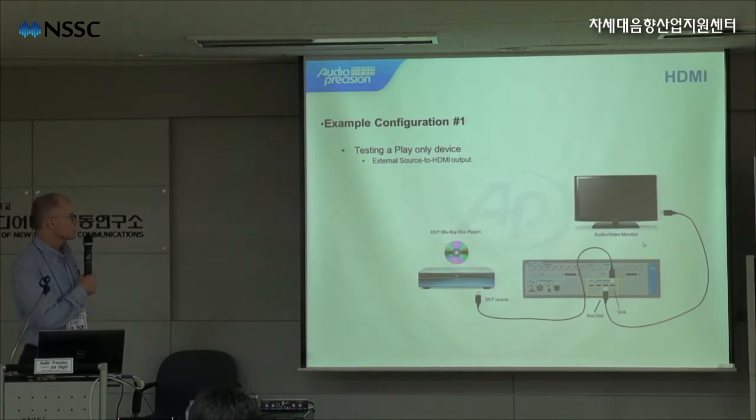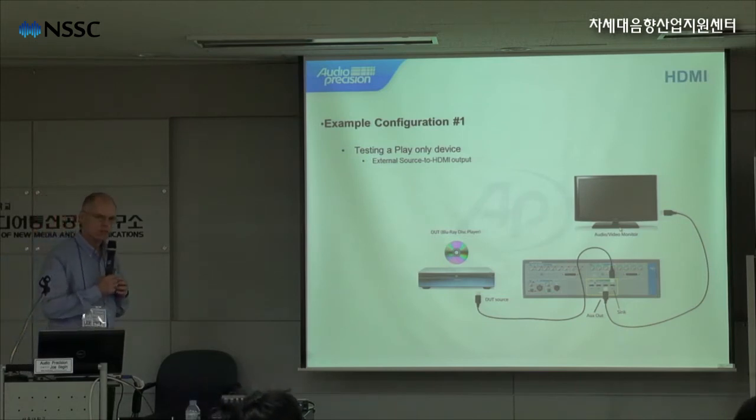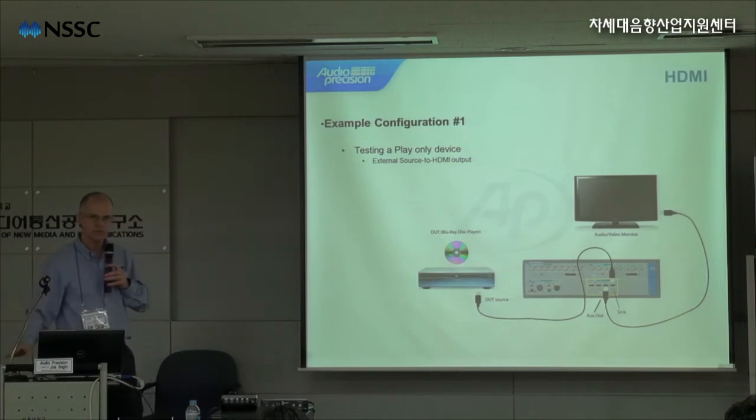This is a typical configuration. So this would be testing a play-only device like a Blu-ray player or a disc player. So here you have the player. You would need a special disc that has some audio signals on it. The signal comes out of the source into our sink input, and then you could monitor the video on a TV installation. So this is an application where you really need one of these video monitors, because typically with a Blu-ray device you'll get a remote control that you can use to choose from a menu, and to be able to see the menu you have to have a television in order for the menu to be displayed.